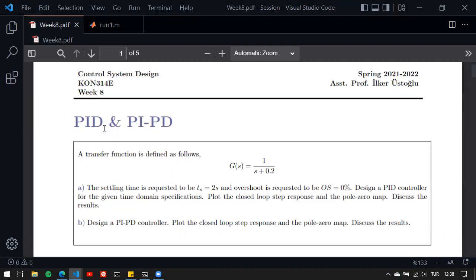We'll see. Now, we have a very basic system here, a first order system. And again, we have a settling time requirement and an overshoot requirement. This time we have a 0 overshoot requirement, which means that the zeta value should be equal to 1. Then we'll design a PID controller and look at its closed loop step response, pole-zero map, etc., the usual stuff. Once we're done with A, we will take a look at the PI-PD controller, how it is different, and what the advantages or maybe the disadvantages of the PI-PD controller are. Let's get right into it.